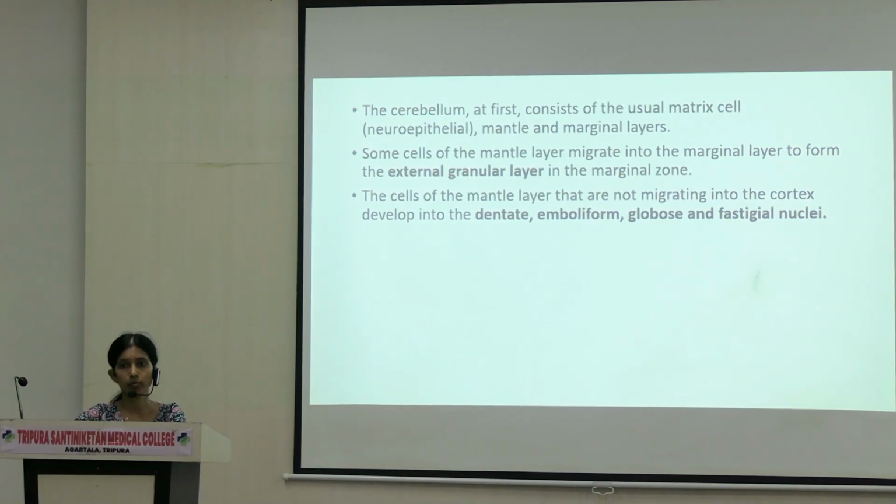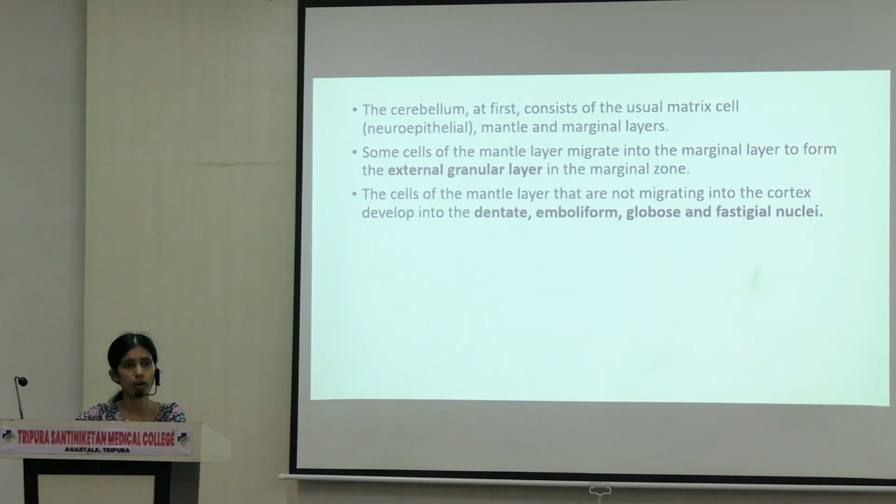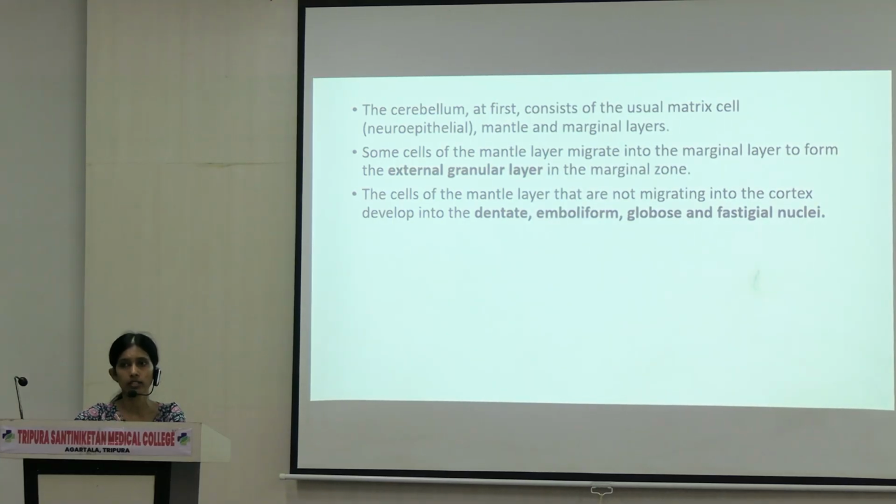Whatever alar lamina cells move in the downward direction will give rise to your inferior olivary nucleus, and whatever cells move in the upward direction from your alar lamina will give rise to the pontine nuclei. This formation or this process is collectively called the bulbopontine expansion.